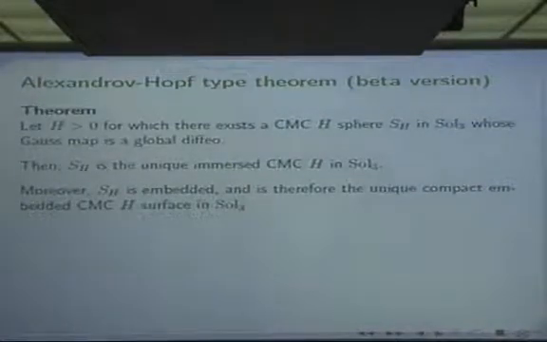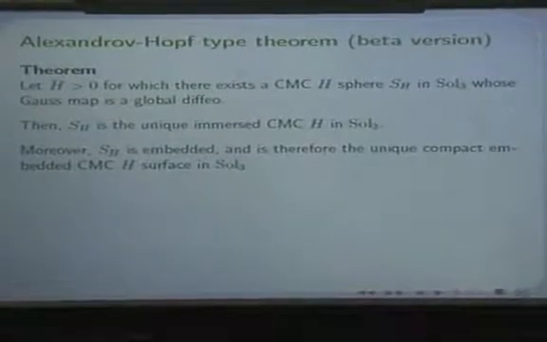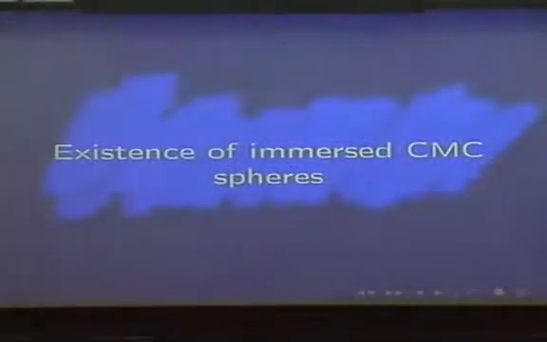Okay, so this solves the problem, but under a hypothesis, and that is that there exists a sphere with this mean curvature. So, does it exist? That's the problem that we need to ask now. Okay, does it exist, this constant mean curvature sphere?